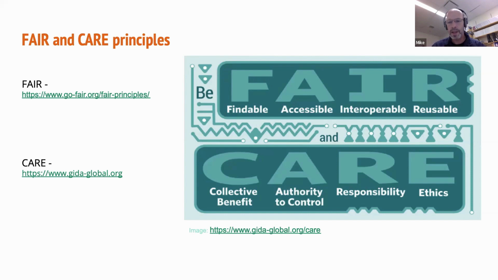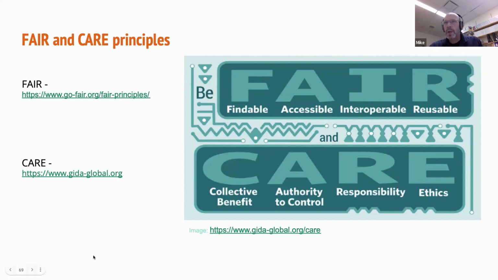Interoperable is the idea that different systems can interpret and understand the data and work with it. And reusable, again, is one of the key ideas of the Living Data Project, is that there's enough information so that people can download the data and understand it to be able to use it for whatever application they're thinking of using it for.